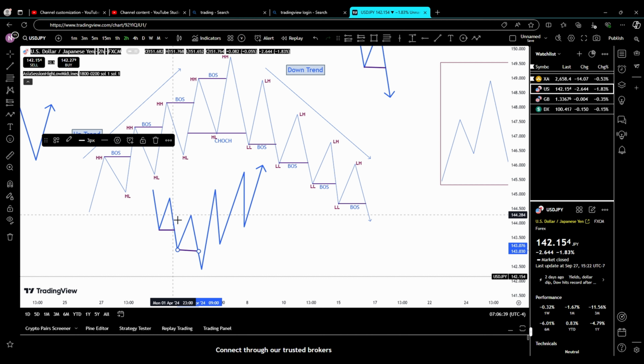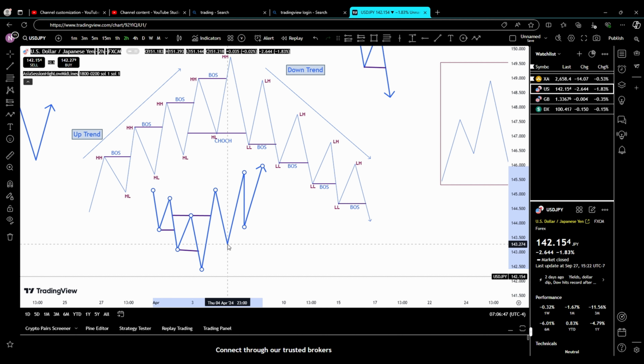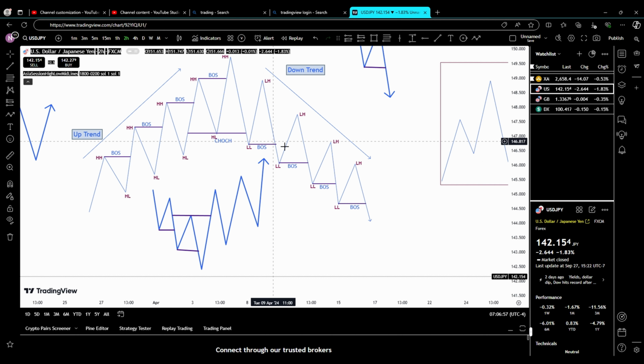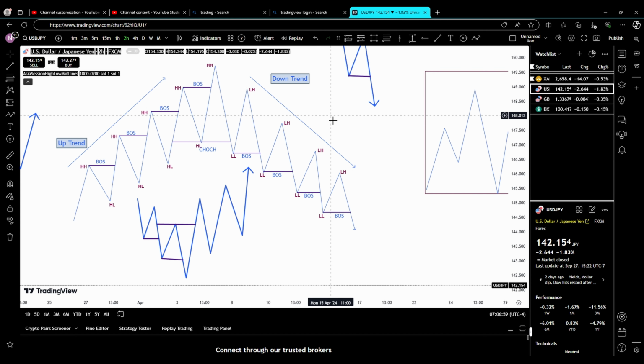and we have our coach. This is a change of character now. When you see a change of character, you start expecting an uptrend. You see, there's a change of character, and after the change of character, the market starts moving upward. So that is just the basics and basic knowledge of what is a boss and what is a coach.